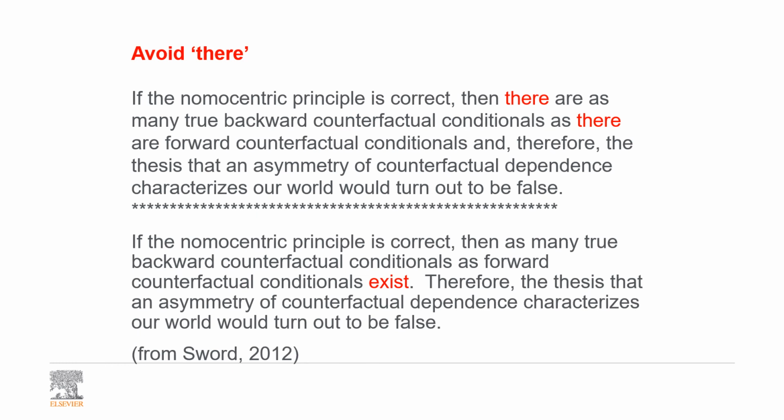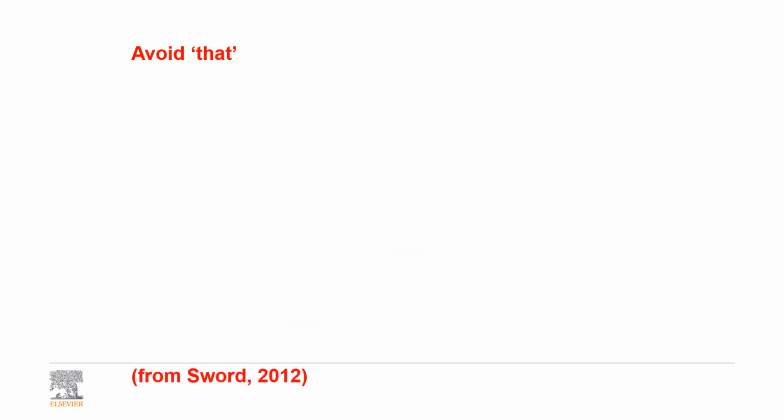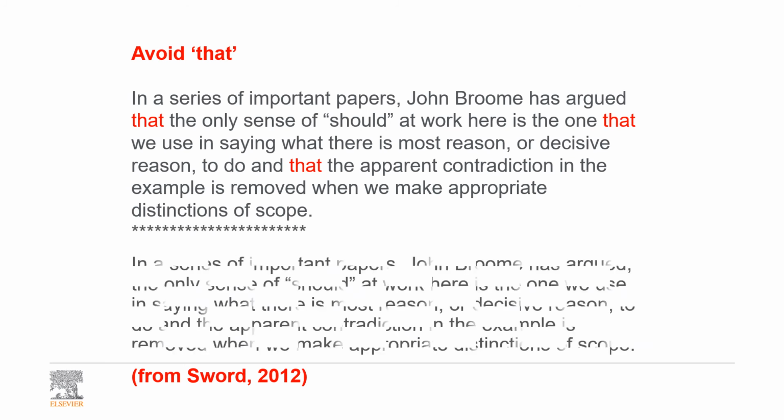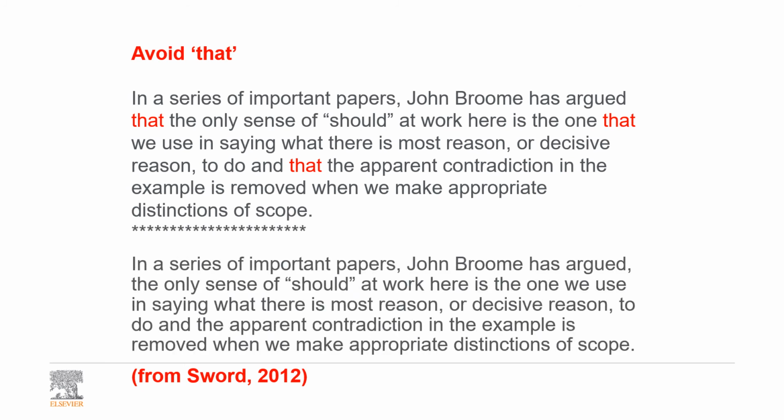A good alternative is to take out the there's, put exist at the end of the sentence and a full stop, and that breaks it down nicely into two sentences. So if the nomocentric principle is correct, then as many true backward counterfactual conditions as forward counterfactual conditionals exist. Try to avoid that. Again from Helen's sword, you can see all of the that's can simply go.